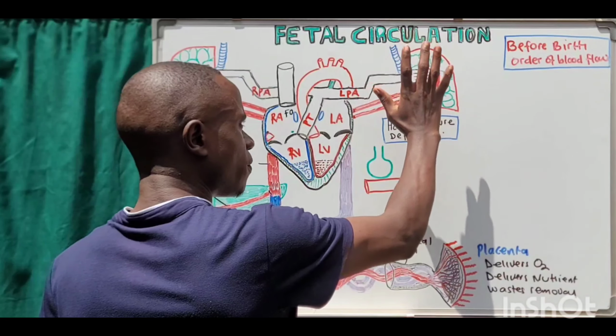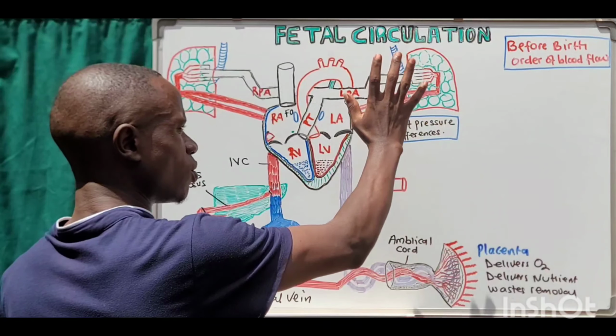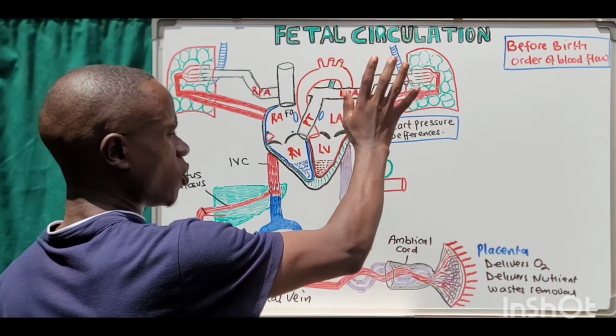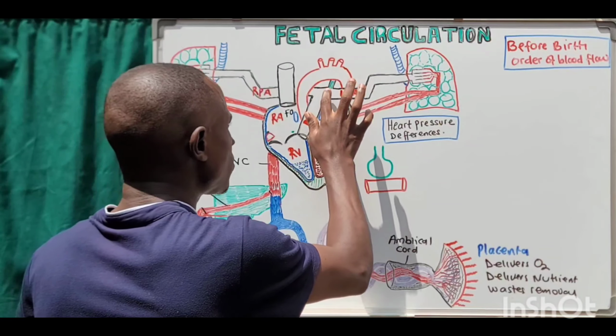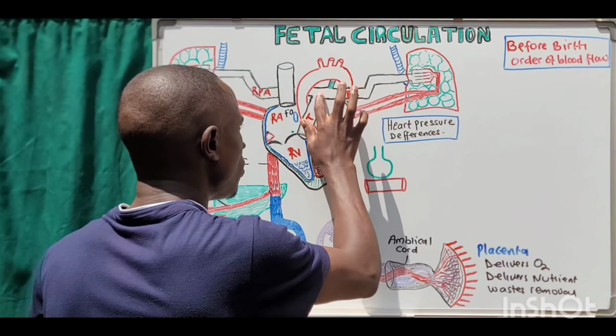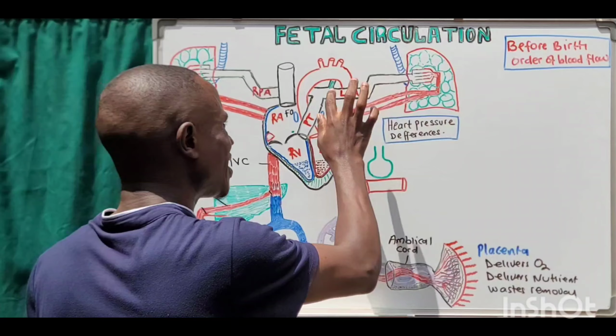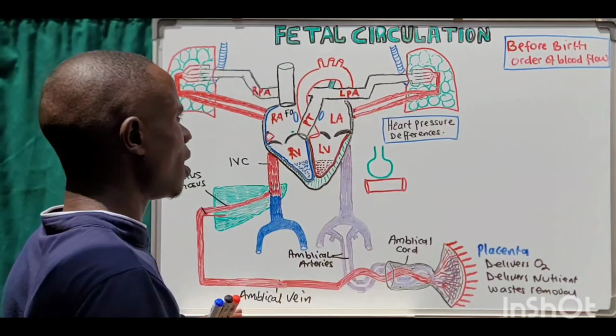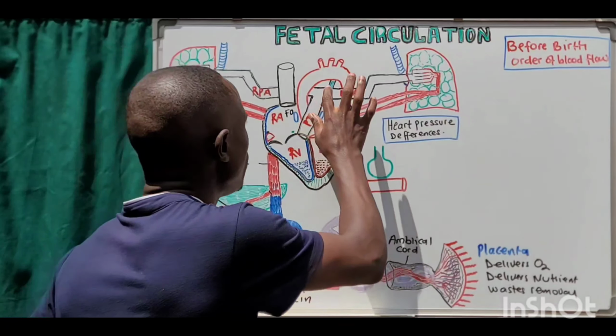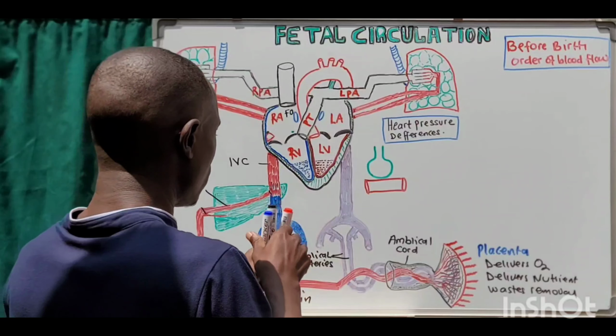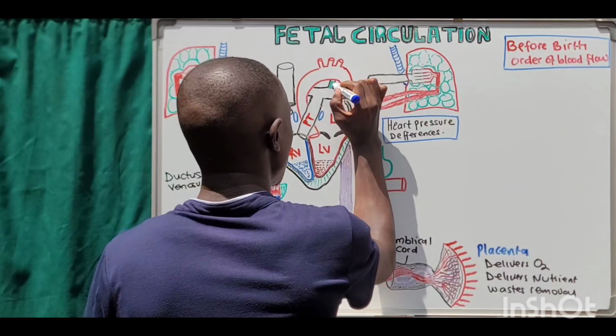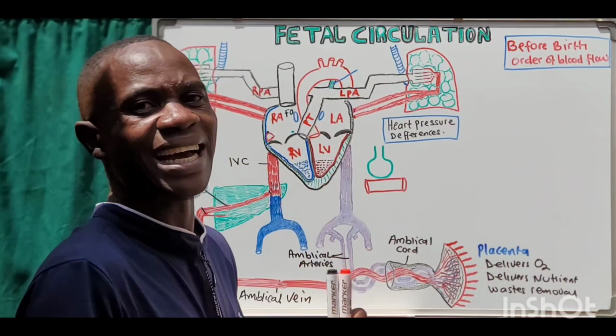Because the lungs are not functional, we are going to be seeing the reason why the lungs are not going to be functional and the kind of pressures which they are going to be generating. There's this beautiful shunt which shunts blood from entering into the lungs, and then it shunts it into what we call the aorta. This beautiful shunt here is so special. This one here is what we call the ductus arteriosus.